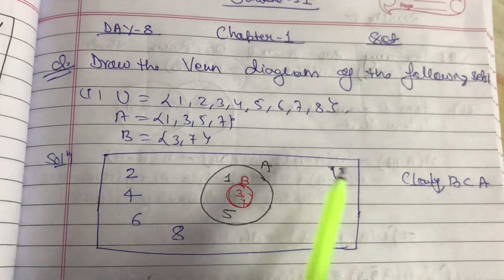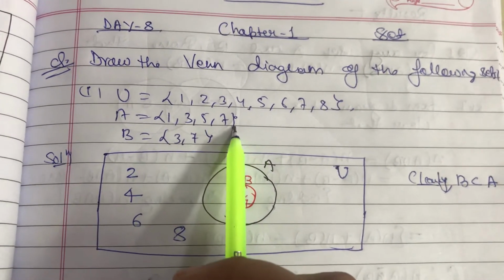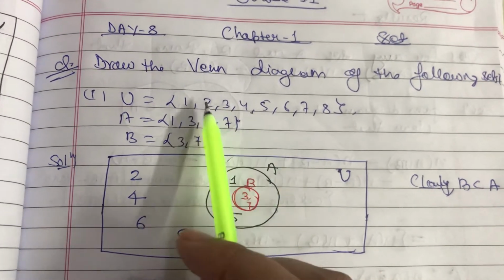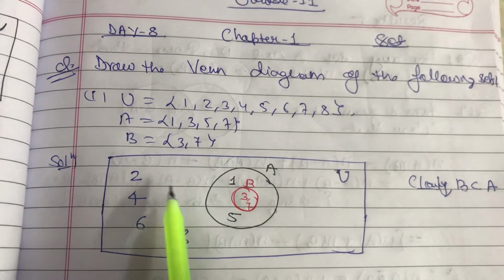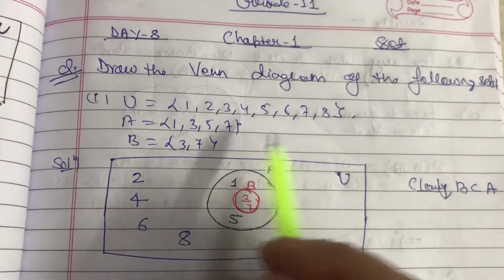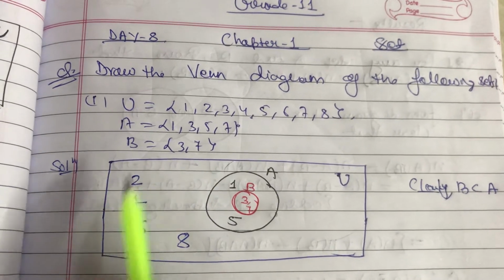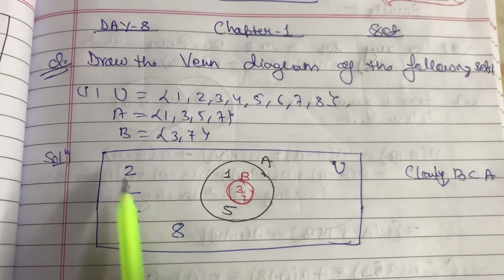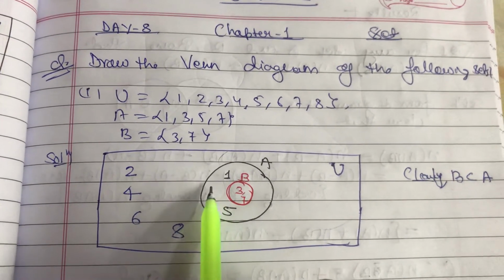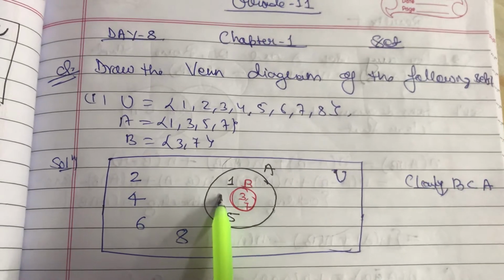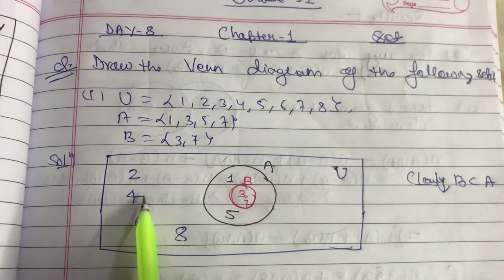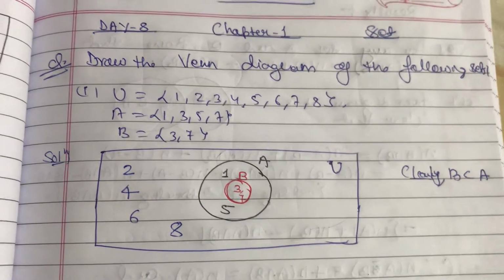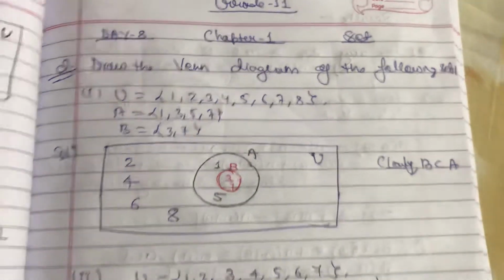And what about the universal set? 1, 3, 5 and 7 I have already used. So the rest of the elements are 2, 4, 6, 8. You can represent them anywhere, but that should be inside the rectangle but outside the black circle, because 4 is not a part of set A. So you cannot write 4 over here, but it should be inside the rectangular box because this is a part of the universal set, right? So here B is a subset of A.